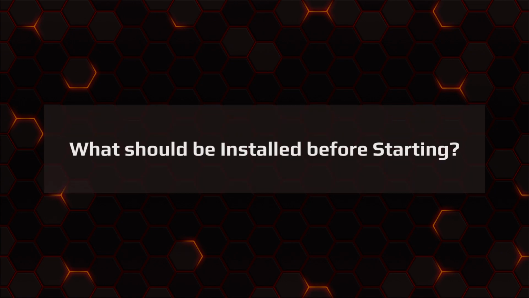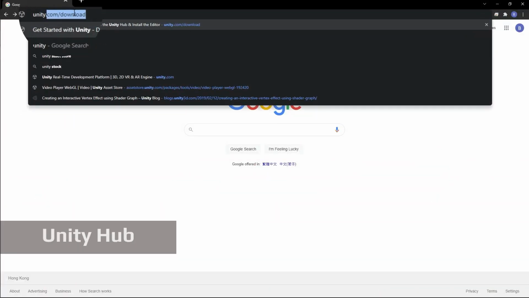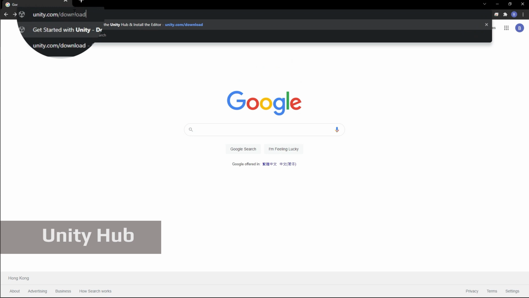Let's talk about what should be installed before starting the course. We need Unity Hub, Unity 2021, and Visual Studio. You may download Unity Hub from unity.com/download.